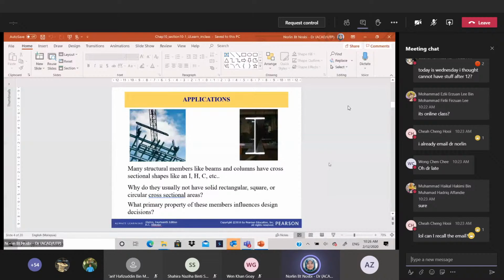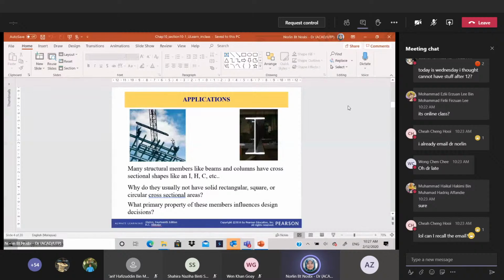For moment of inertia, there are a few applications that relate to moment of inertia for area. For example, these two images show you beams. This one is an I beam, and this one also is an I beam, if I'm not mistaken. This structure has a different shape, right? There's I or H, this one H, and then C.